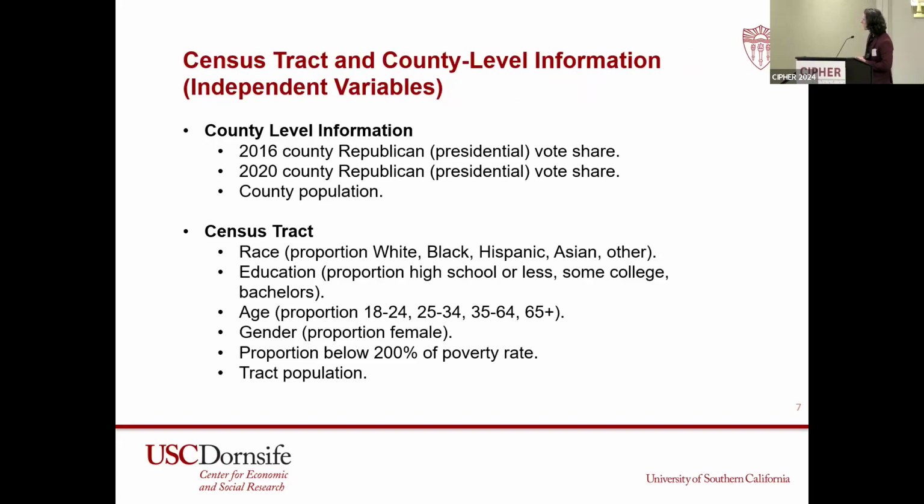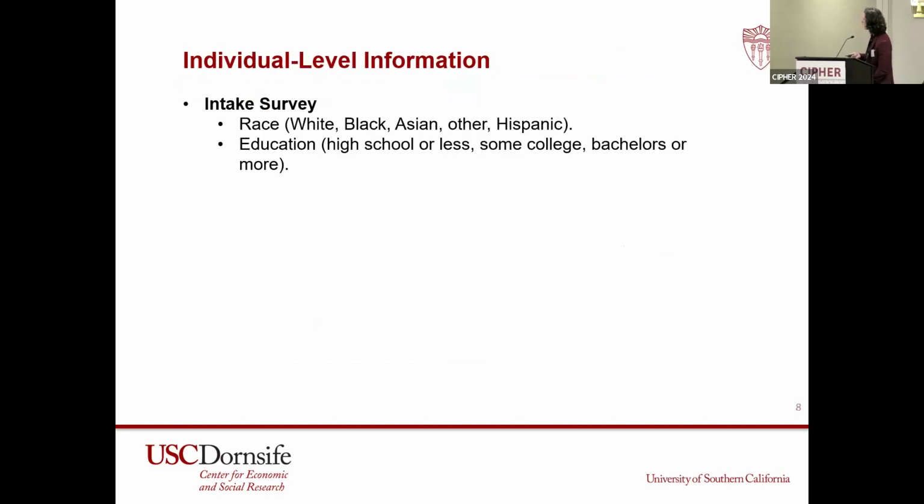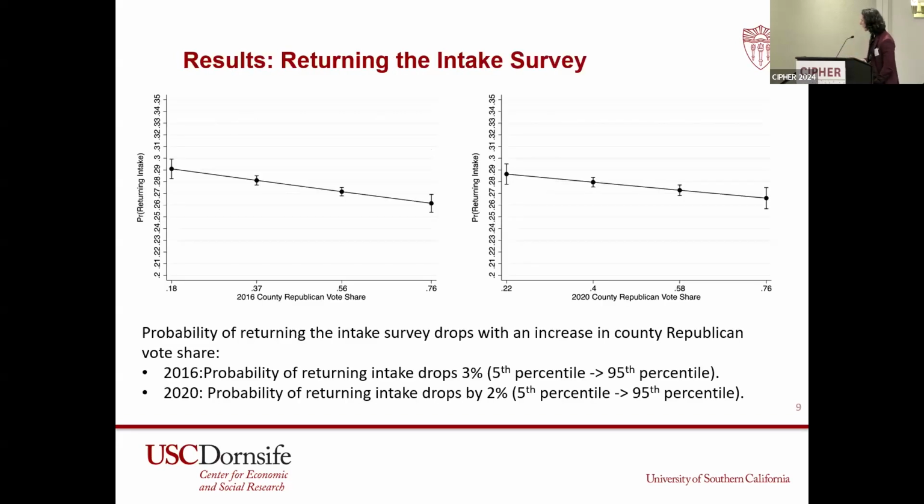For county level information, I merged both 2016 and 2020 Republican vote share and control for county population. And with the census tract information, I control for proportions of race, education, age, gender, the proportion below 200% of the poverty rate, and the tract's population. Now, once they fill out the intake survey, I do have some information about these individual respondents. So even if they don't consent to future surveys, in the intake survey, we ask about their race and their education. So once they fill out the intake survey, we have that information.